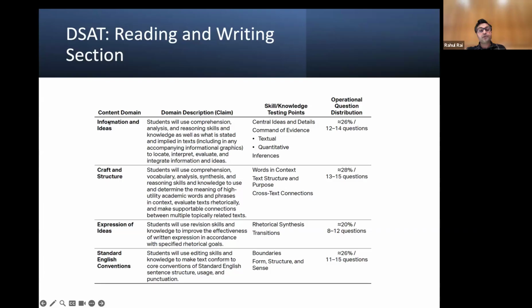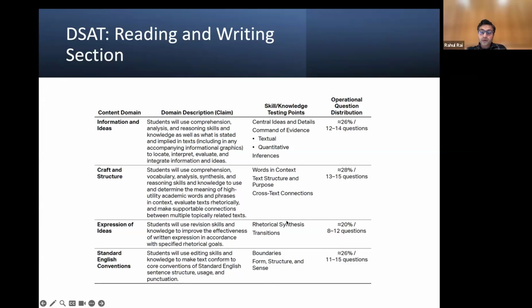And each of these subtopics can be further broken into more subtopics. So under information and ideas, you have central ideas and details, command of evidence textual, command of evidence quantitative, and inferences. Those are the 4 subtopics under this subtopic area. And if you tabulate all the subtopics, you will see that there are 11 subtopics in the reading and writing section.